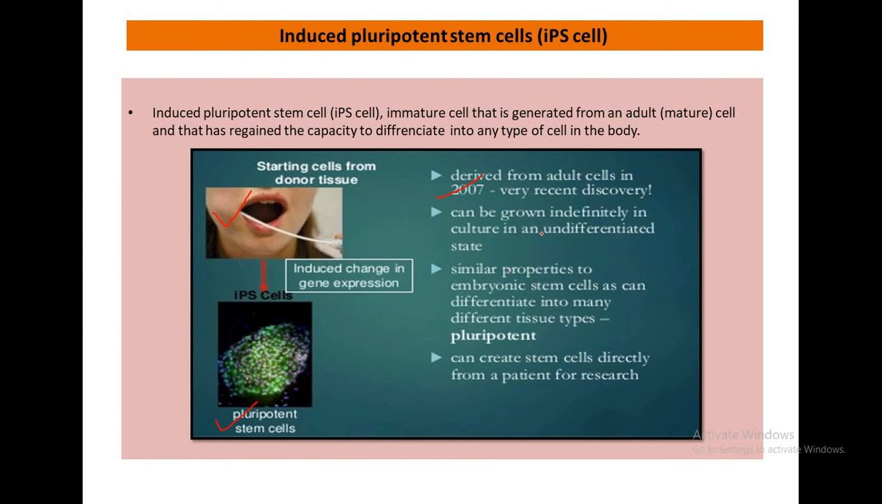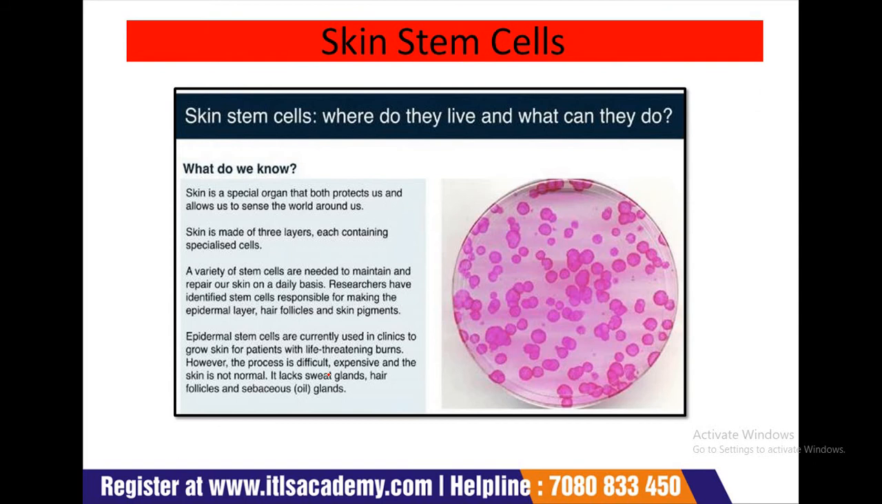So they can be grown indefinitely in culture in an undifferentiated state. And they have similar properties to the embryonic stem cells, as they can differentiate into many different tissue types, being pluripotent, and induced pluripotent stem cells can create stem cells directly from a patient for research. Now we will discuss the skin stem cells.